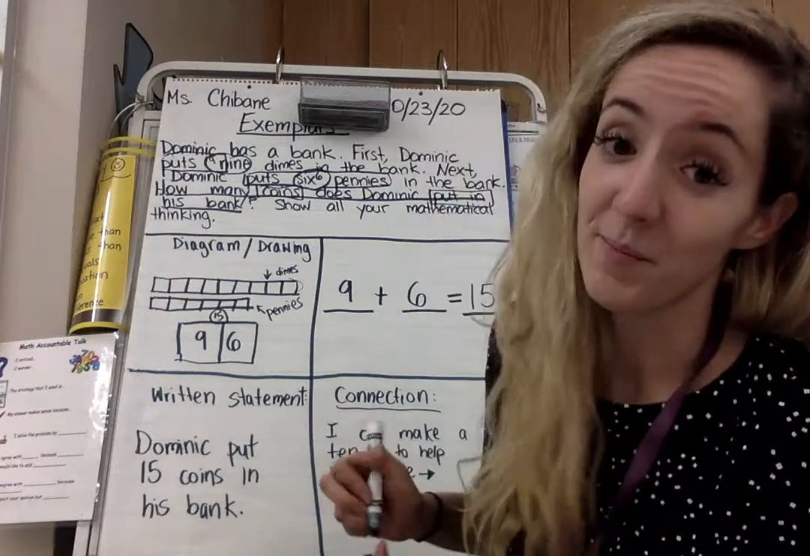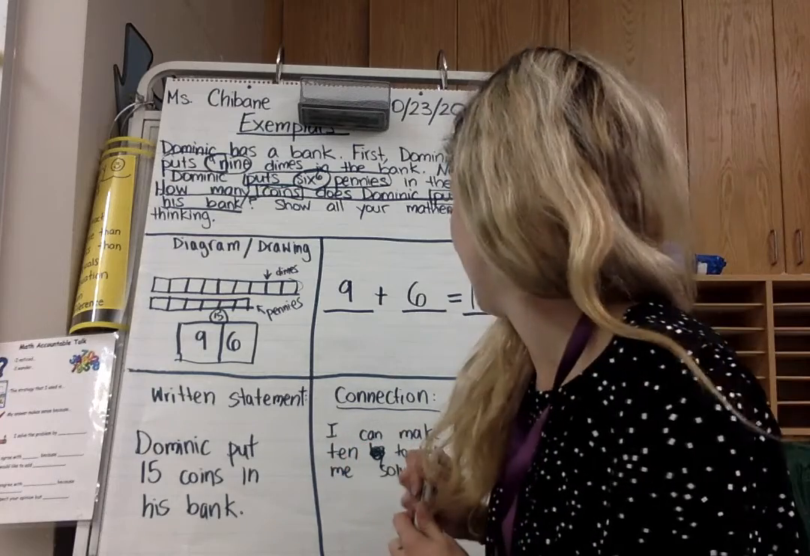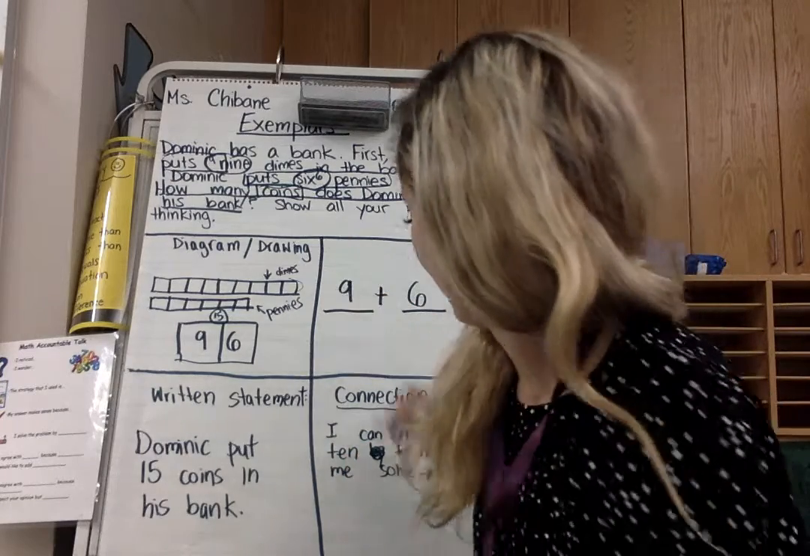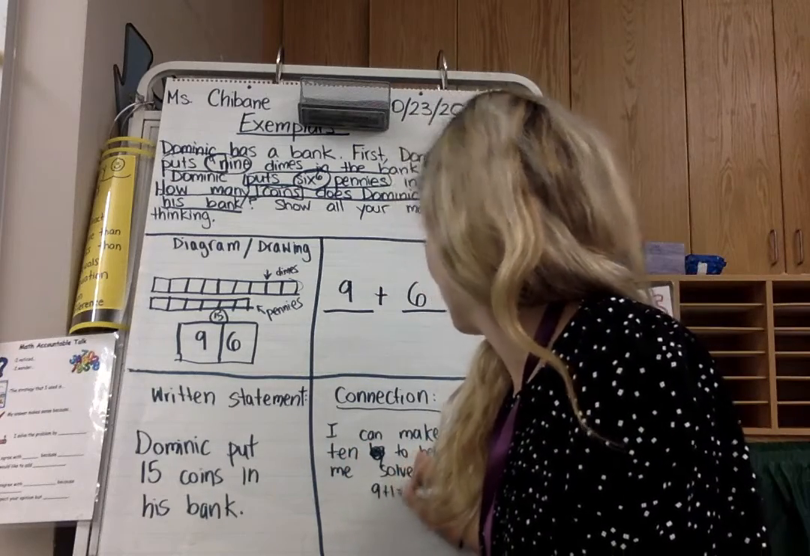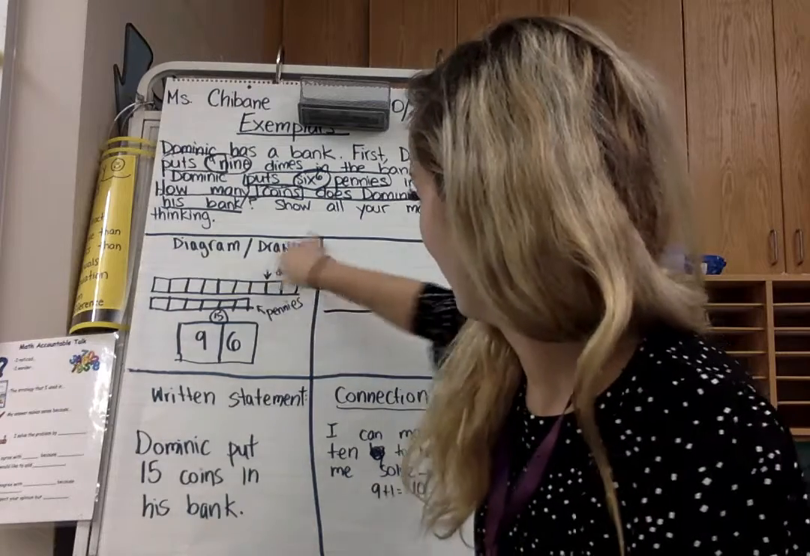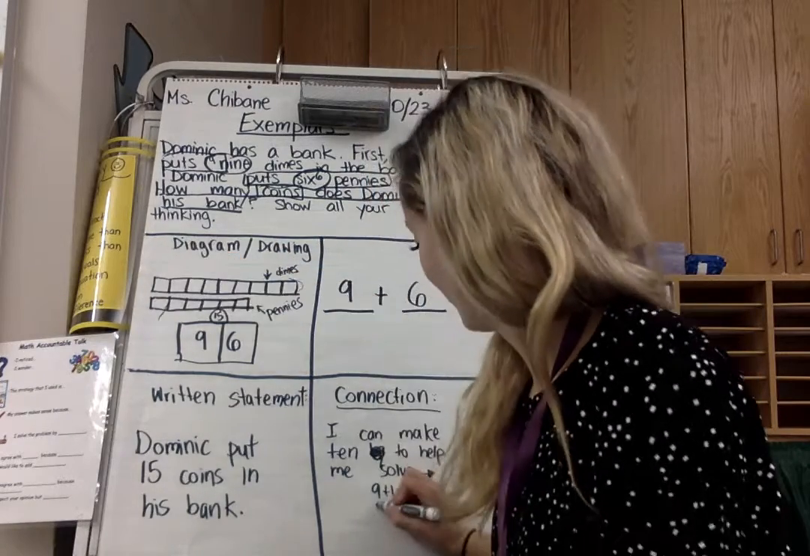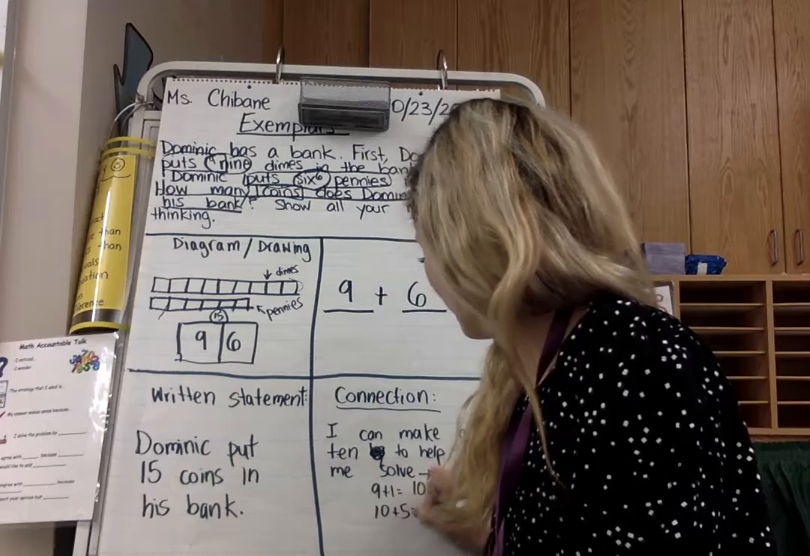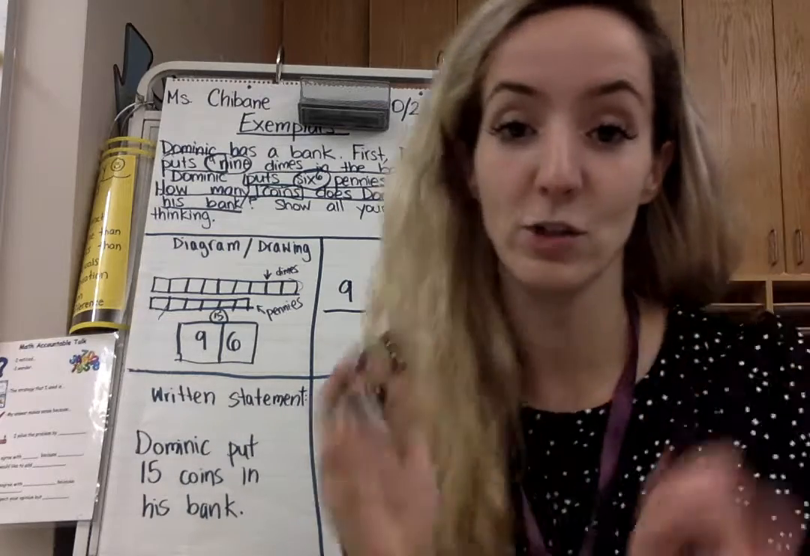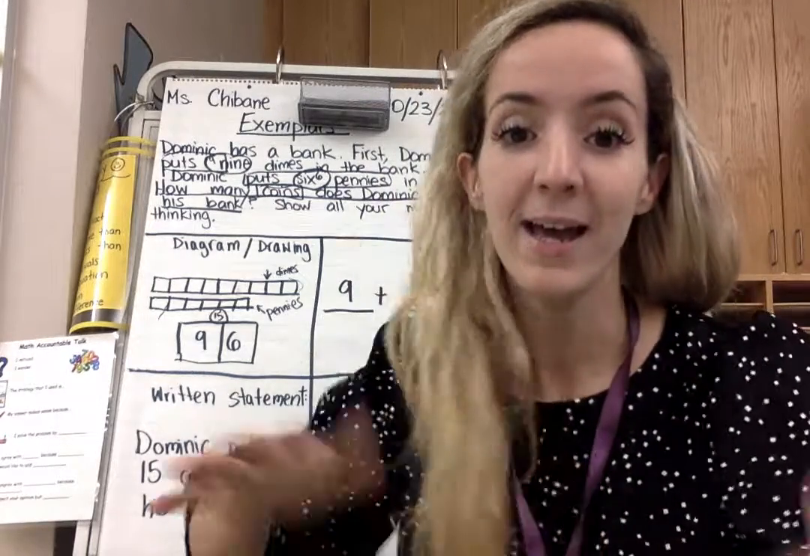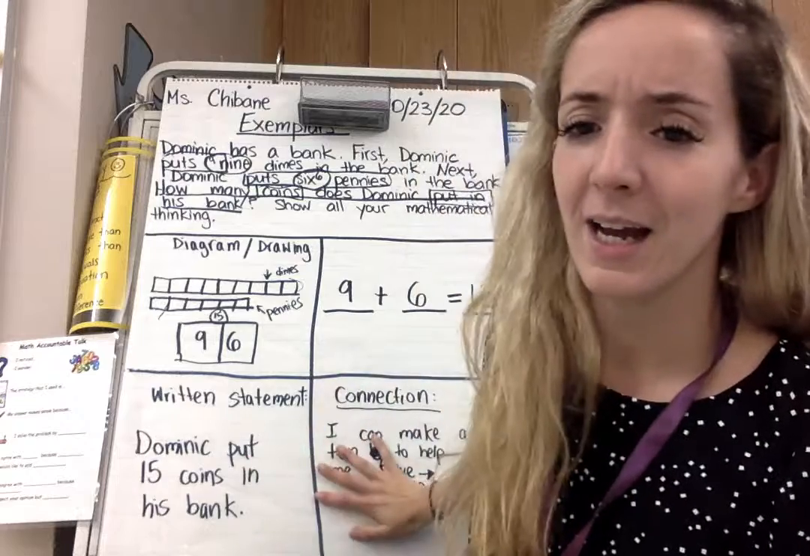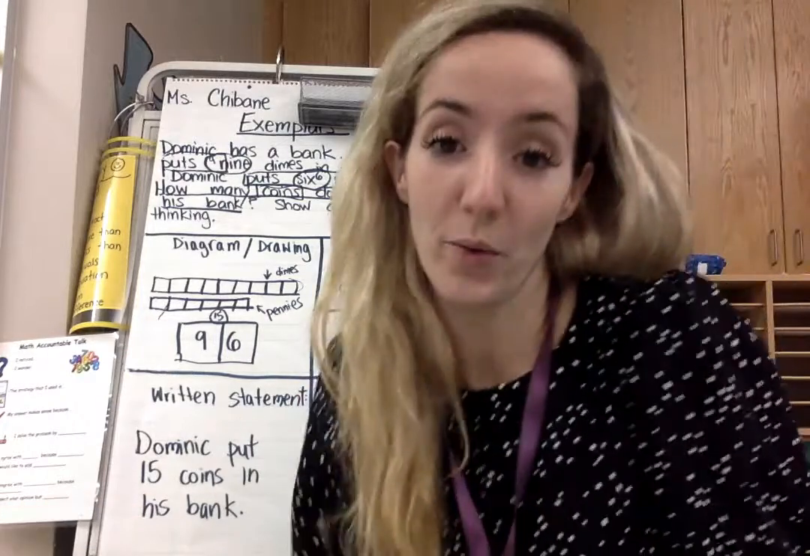And that's actually something we're going to learn later on in first grade, right? 9 plus 1 equals 10. And then that means you have 10 plus 5 equals 15. I do not expect everybody to know that. Just try to think in your exemplars, what do you notice?